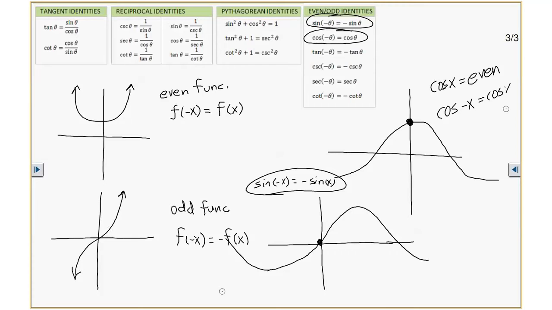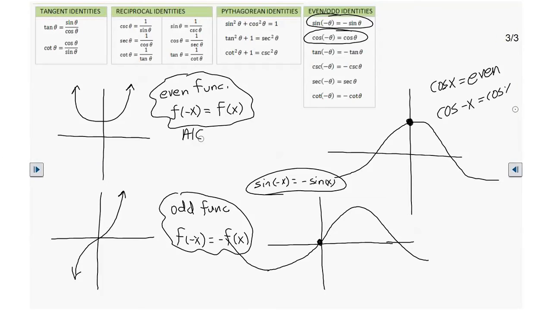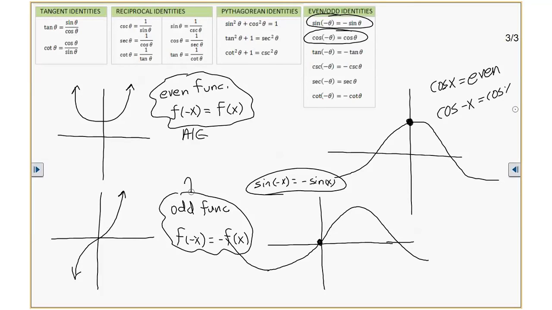So do you see how the even and odd identities are set up? Do you have to memorize it? Not really. As long as you have a graphing calculator, you can see where they're symmetrical. All you got to remember is the, what is this called? What did I call that? The what? ALG. What does that stand for?